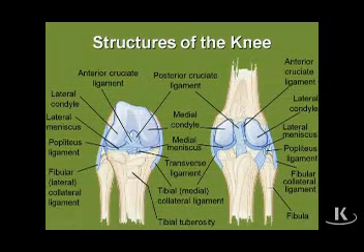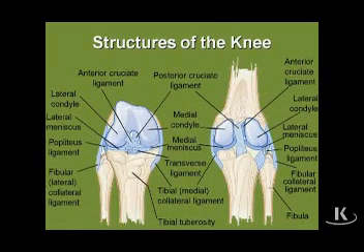Each ligament goes from the tibia to the femur. The anterior cruciate ligament is attached anteriorly on the tibia and posteriorly on the femur. The posterior cruciate is attached posteriorly on the tibia and anteriorly on the femur. Those ligaments prevent anterior and posterior displacement of the tibia upon the femur.